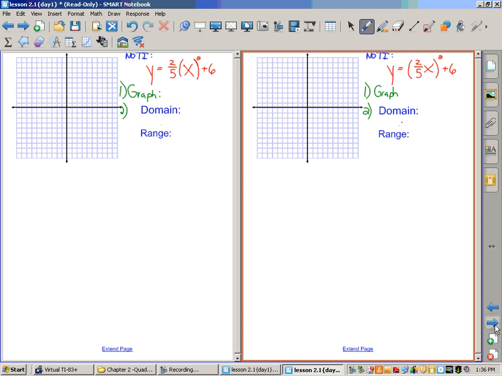First of all, am I going to get the same answer out of both of you? No, I am not. I want the graph and then the domain and range. Ready, set, go. You got 90 seconds. Go.